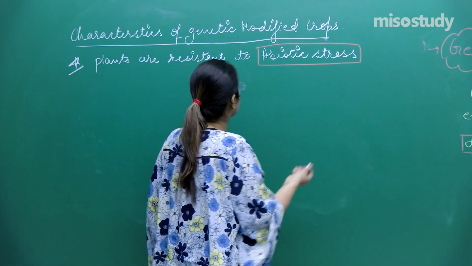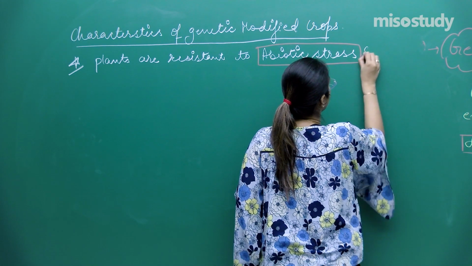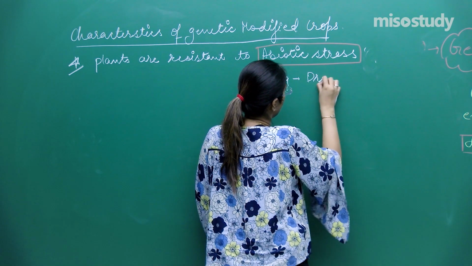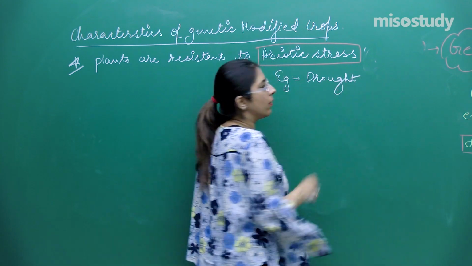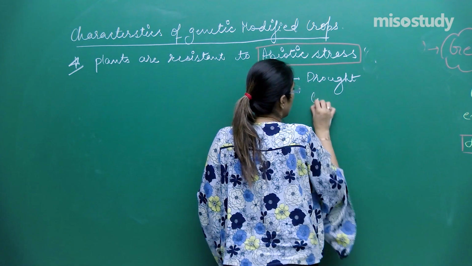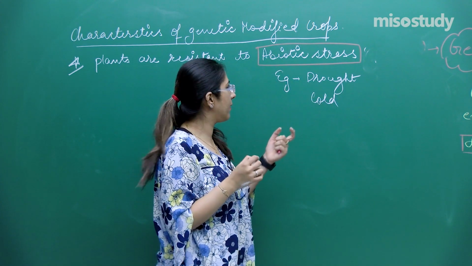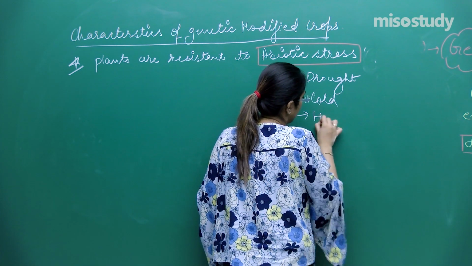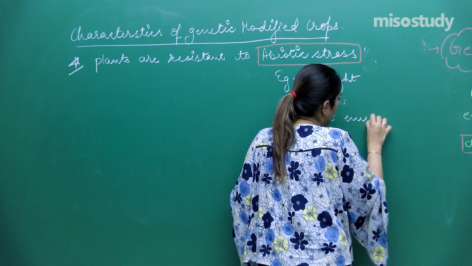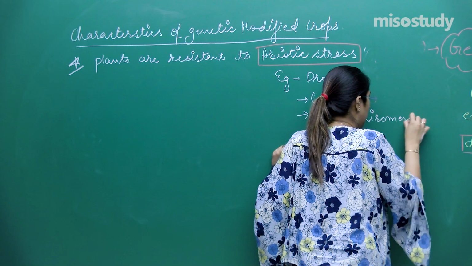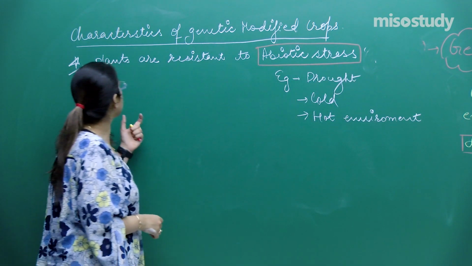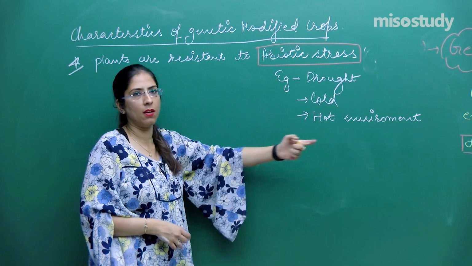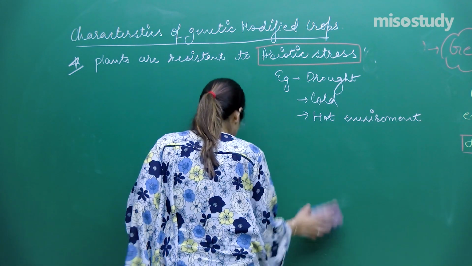For example, what we have, let me write over here. For example, drought, right? Drought, cold condition, a very cold condition, and the plant should be resistant to that drought, cold, or hot environment. Right? So this is the first characteristic, that the plants are resistant to abiotic stress. That could be drought, cold, and hot environment. Let's talk about the next.